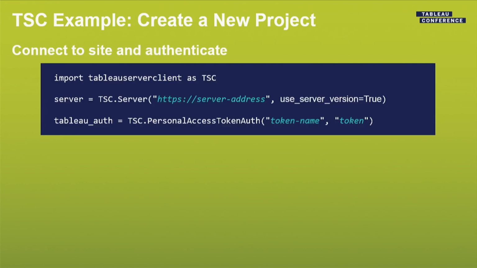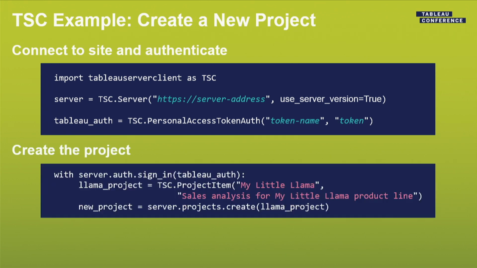Let's see how the TSC can do the same work of creating a project. On the first line, we are just importing Tableau Server Client as a module, and then we're creating a server object by pointing to the server address and indicating we're going to use whatever REST API version is on this server, so that we can get all the new capabilities on every request. And lastly, we're creating the auth object using the personal access token.